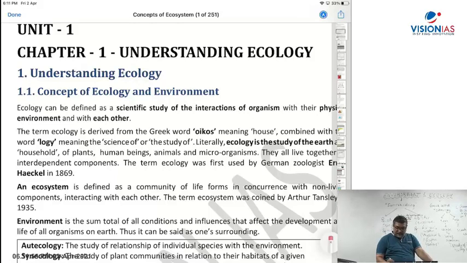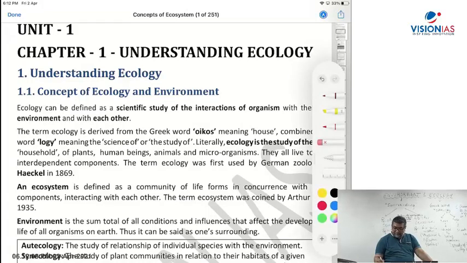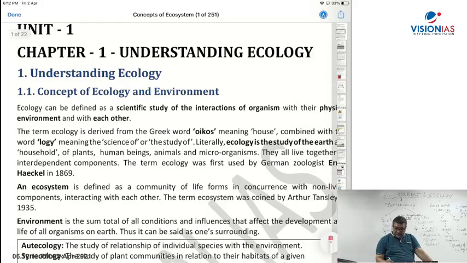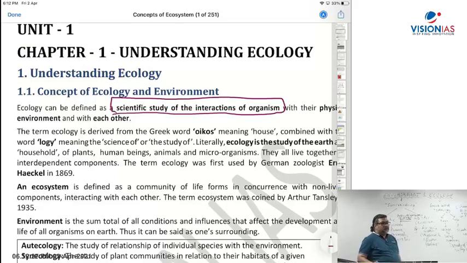Now what is here? Ecology can be defined as a scientific study of interactions of organisms. When we look into the environment, which consists of all living and non-living, and we try to study scientifically the interdependence and interrelationship, there the subject of ecology comes in.